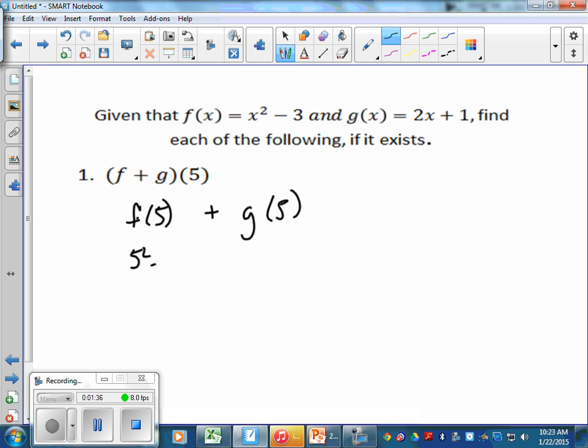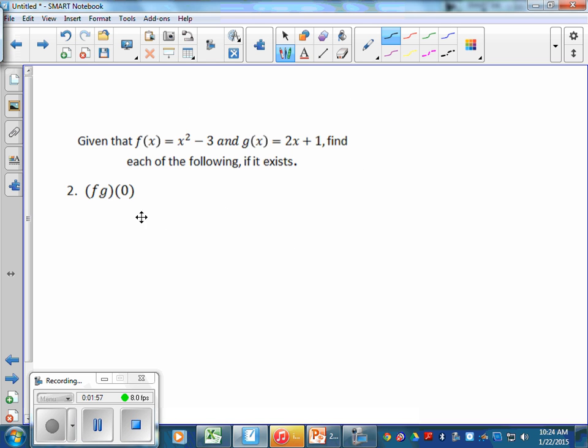So that'd be 5 squared minus 3. 5 squared is 25. Subtract 3, that's 22. g of 5 would be 2 times 5 plus 1, which is 11. So now all I have to do is add f of 5 and g of 5. 22 plus 11, my answer would be 33.